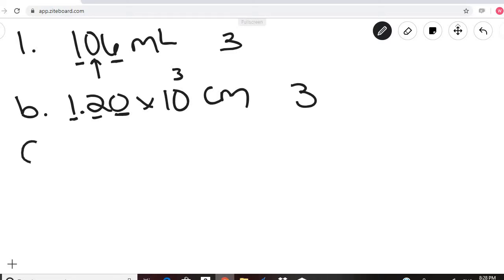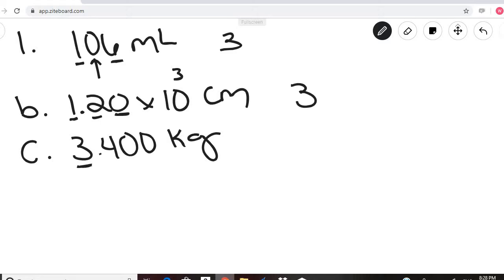Okay, C, 3.400 kilograms. The non-zeros are significant, and this is significant. The last one is significant because it's to the right of the decimal place and at the end. And then this one would be significant because it is between two other significant figures. So for C, the answer is 4 significant figures.